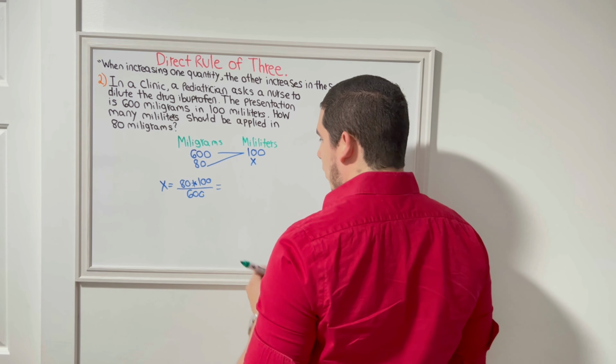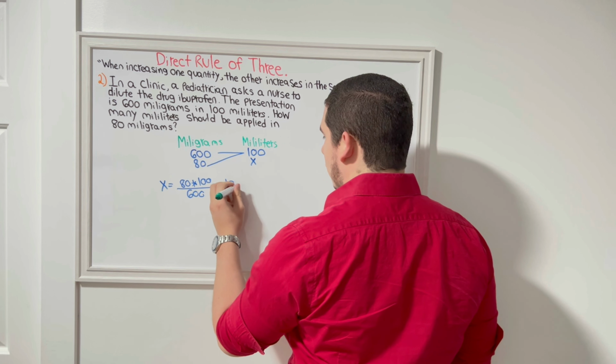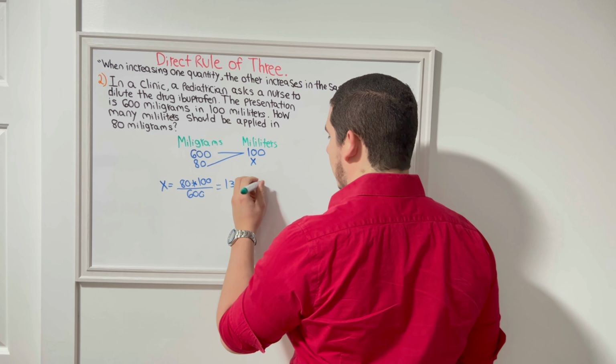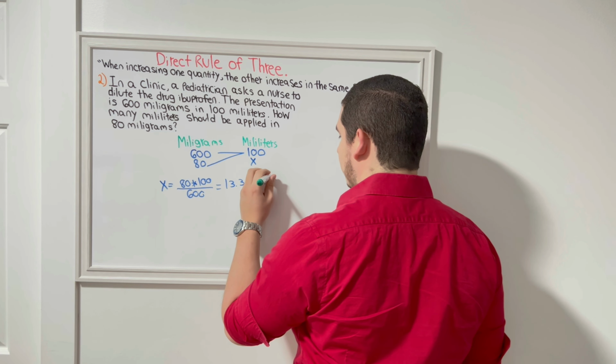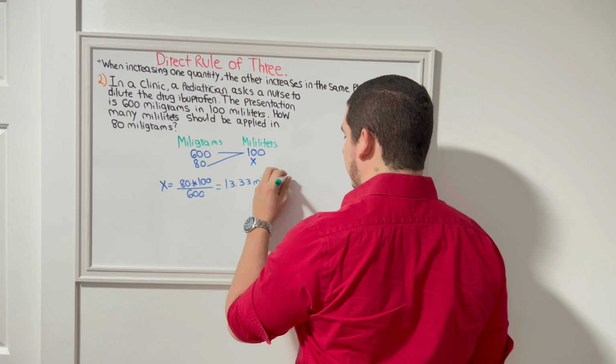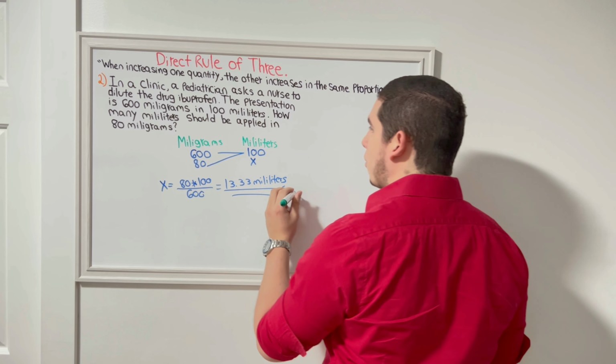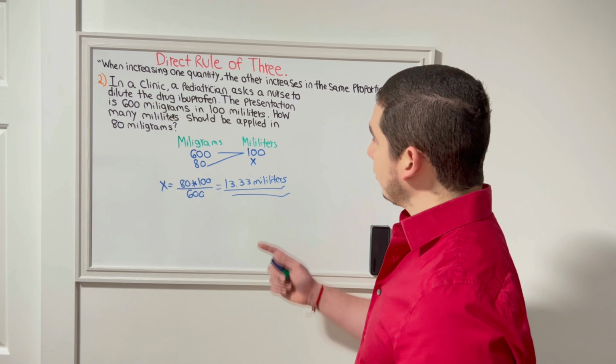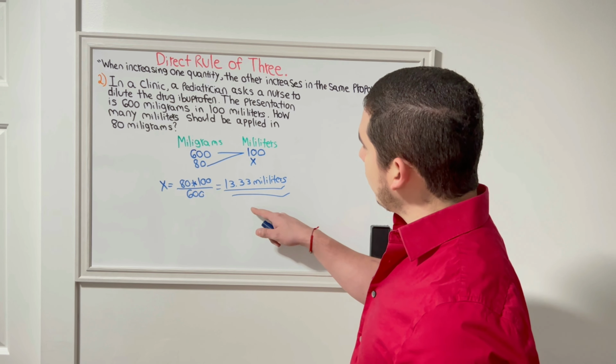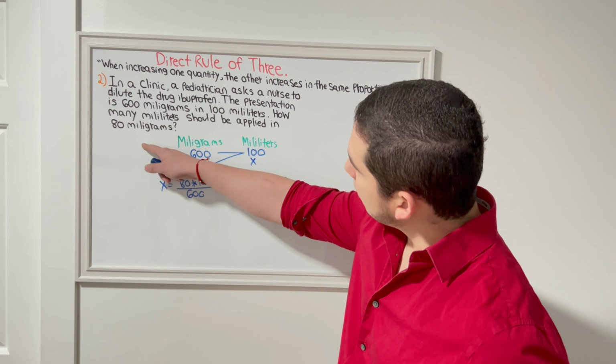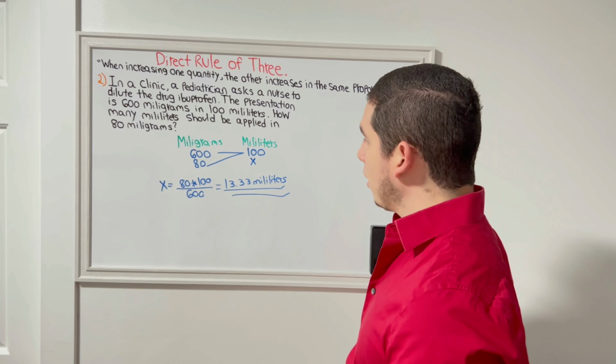If you do this, the answer is going to be 13.33 milliliters. Therefore, the nurse has to dilute 13.33 milliliters on 80 milligrams of that drug.